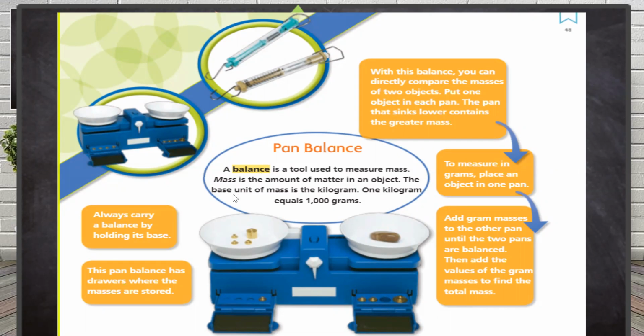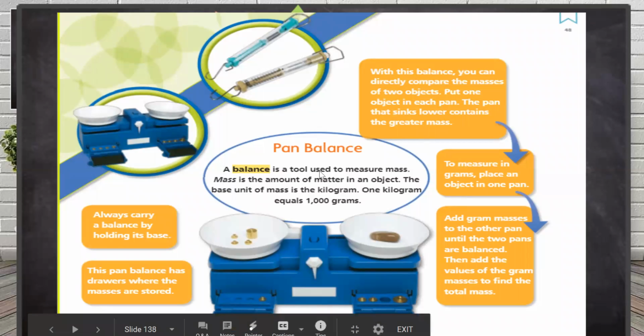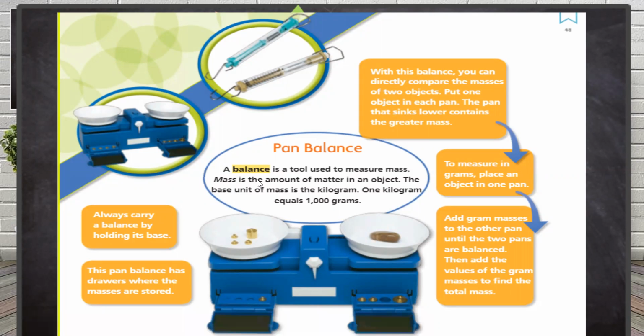Mass. You measure mass. Can you tell me the unit? How much you weigh? Are you going to tell me I weigh 20 centimeters or 20 Celsius degrees? Grams. Grams, kilograms. Excellent. So a pan balance over here, a balance is a tool used to measure mass. And mass is the amount of matter.